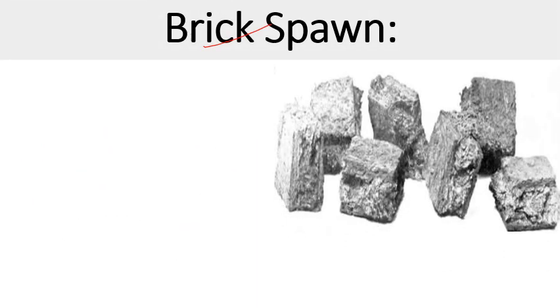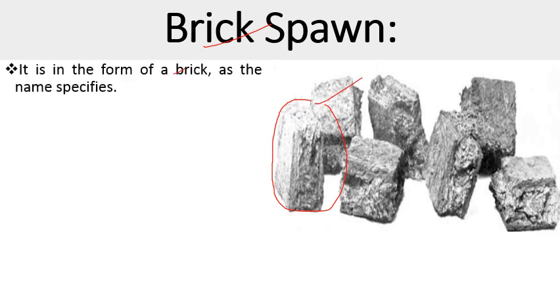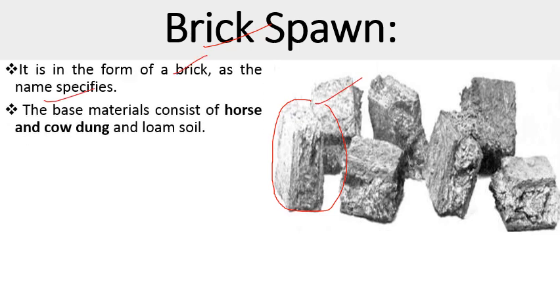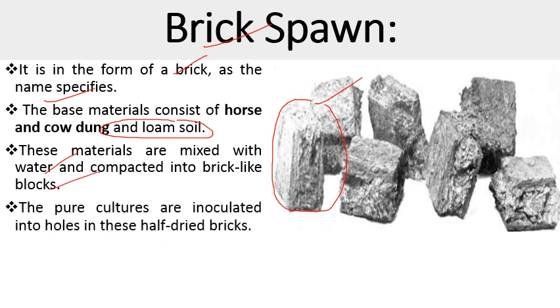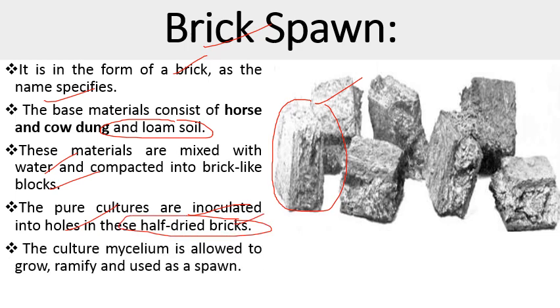Next comes brick spawn, as the name indicates. Here the substrate is used in the form of bricks. As the name specifies, the base material consists of horse and cow dung along with loam soil. These materials are mixed with water and compacted into brick-like blocks, and pure culture is inoculated into the holes of these half-dried bricks. The culture mycelium is allowed to grow and ramify, and is used as spawn. This is known as brick spawn.